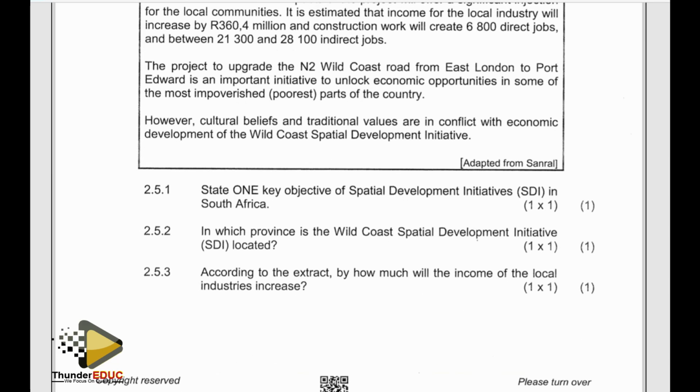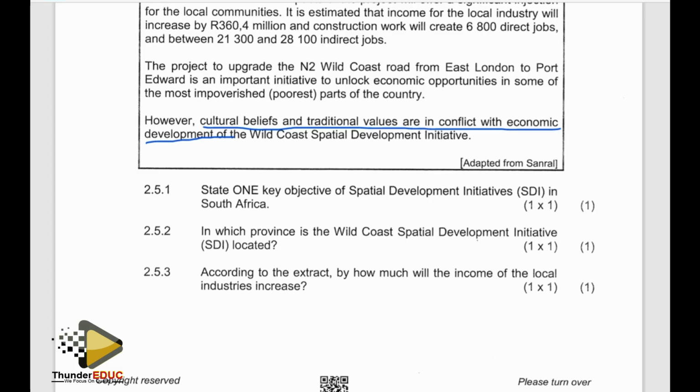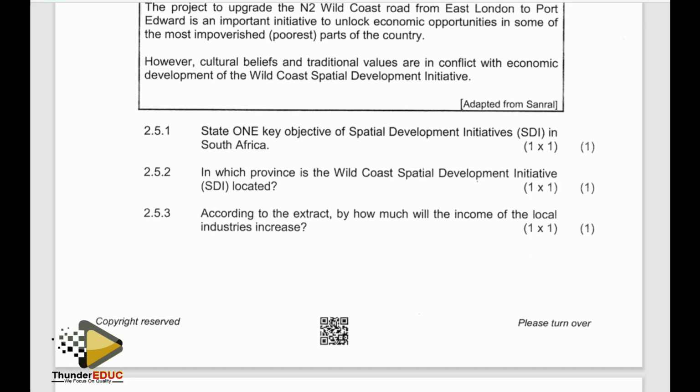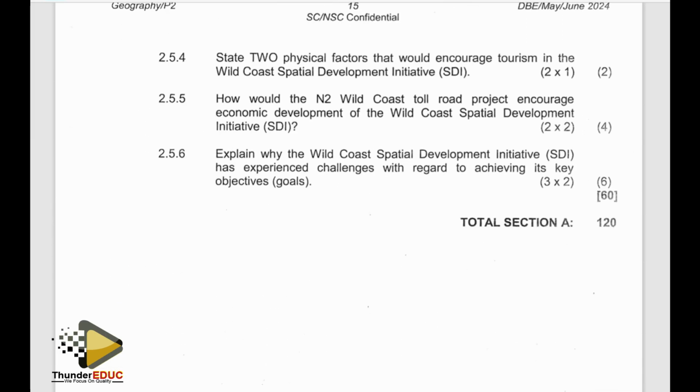It says, however, cultural beliefs and traditional values are in conflict with economic development. This can be a very challenging effect that will make the initiative not achieve the desired results. If you are having cultural beliefs which are against development of the area, or if you are having traditional values, people who are anti-developmental, who do not want to adopt a new way of life, that is going to cause very serious challenges for the initiative, and it won't be able to reap the positive results which were intended in as short a time as possible, or as planned.